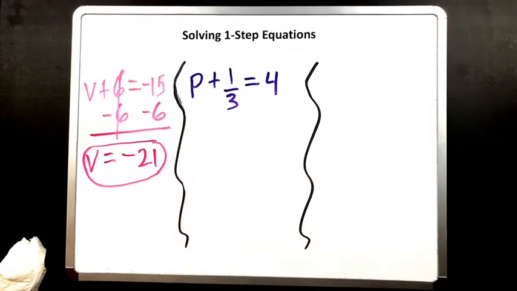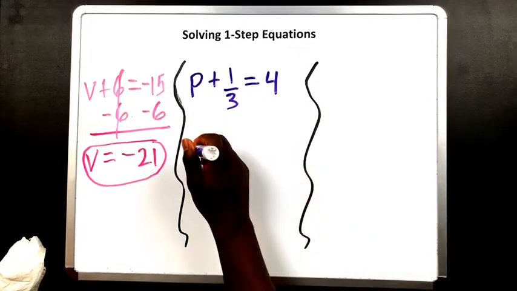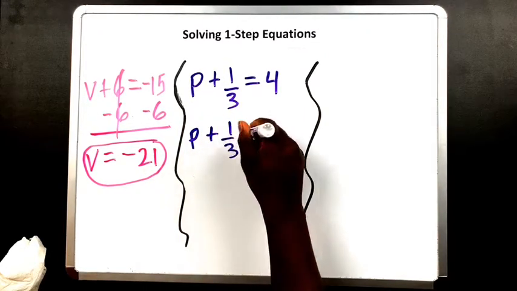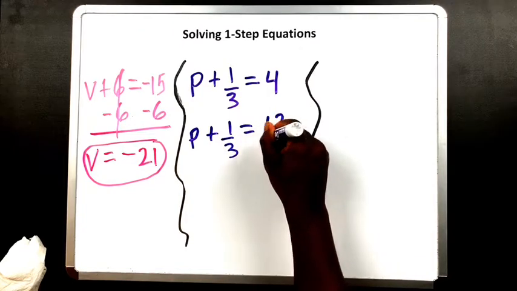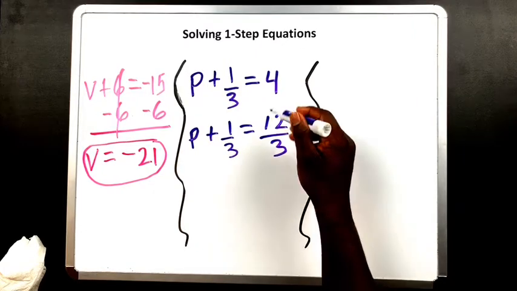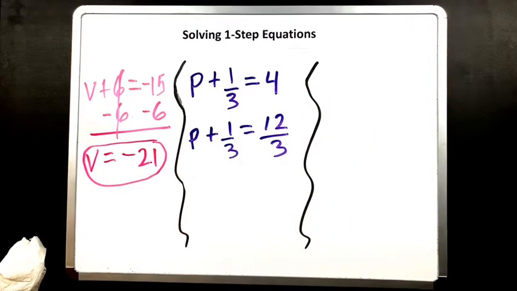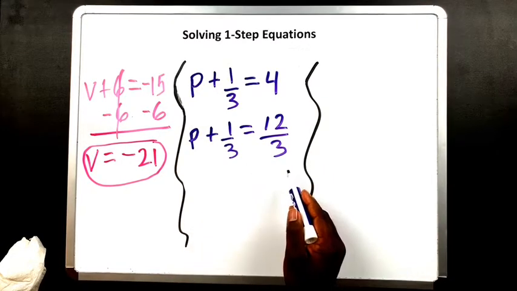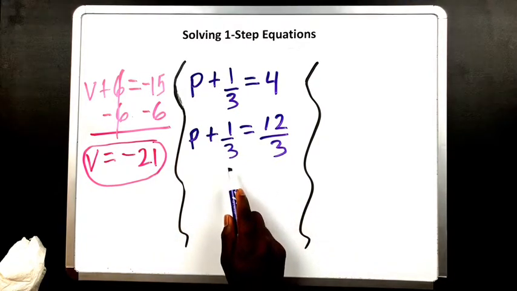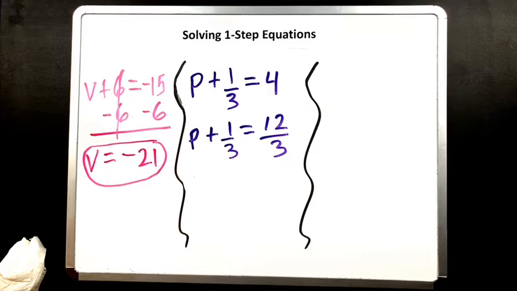So we're going to rewrite this equation where they have the same denominator. p plus 1/3 equals 12 over 3. See, 12 over 3 equals 4. So it's just a different form, but they still have the same value. That is, the 4 is also equal to 12 over 3. Now that we have the same denominators, we can go ahead and use our property of equality to isolate the variable p.